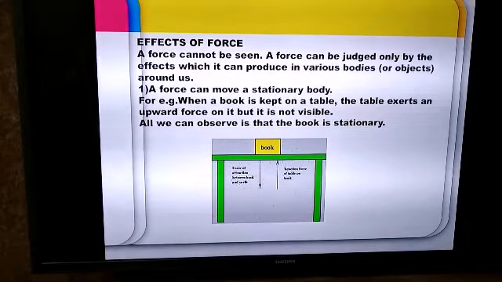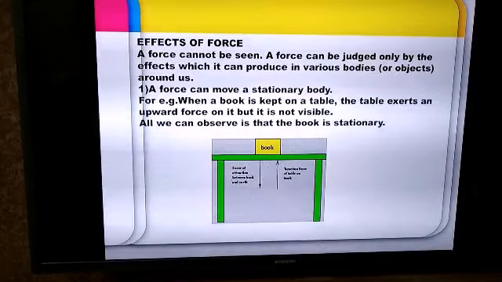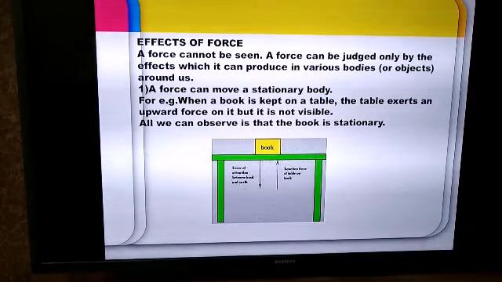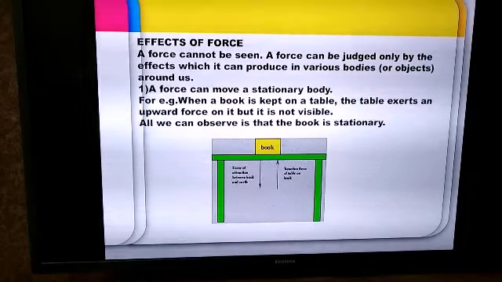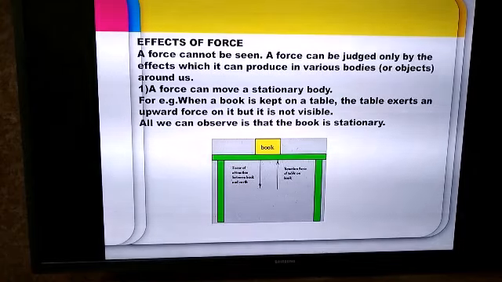We cannot see force. Has anybody seen force? No, force cannot be seen. But we can see the effects of force acting on an object. After force is applied, we can certainly see what effect the force has on the object. So now in this topic we are going to study the effects of force on an object.